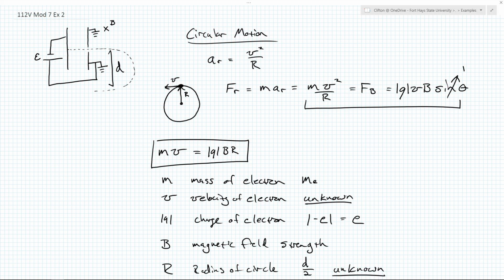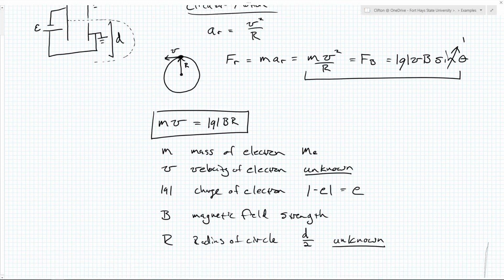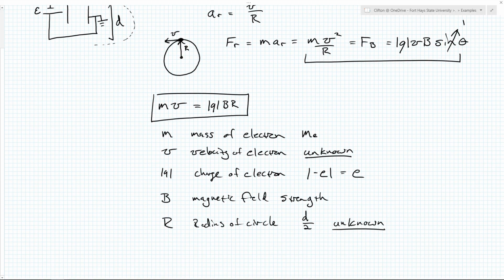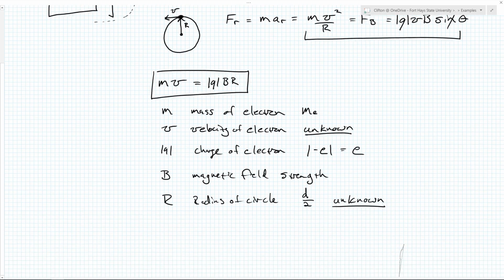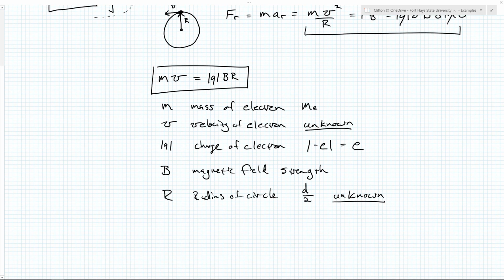All right, so we have one equation and two unknowns. That means that we need at least one more equation to get rid of one of those unknowns. So let me scroll down here a little bit. We've only looked at the circular motion part. There's also motion that's occurring inside the capacitor, and so let's look at that for now. Let's look at the motion inside the capacitor.